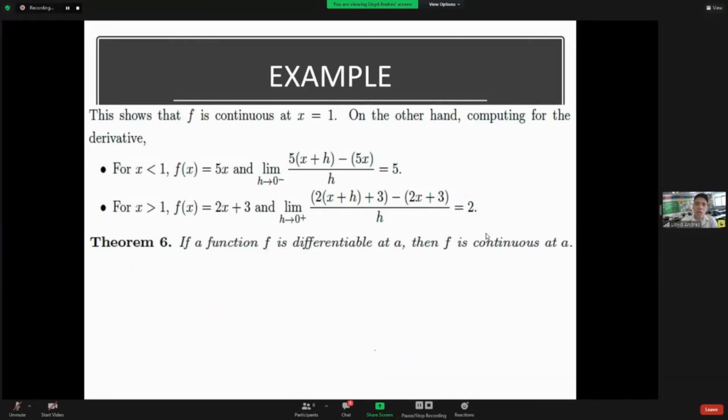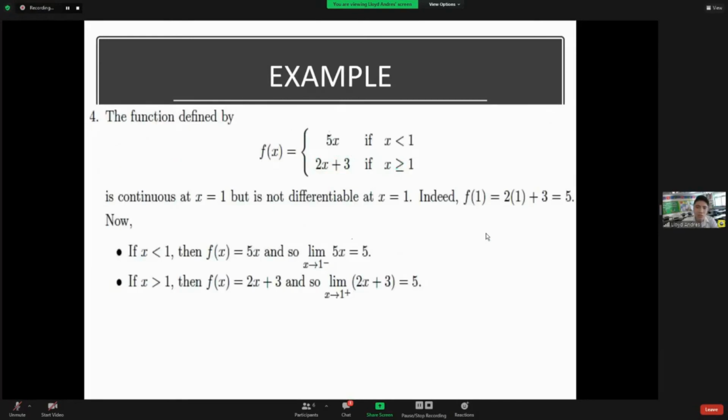So, since ang left derivative niya is 5, which is not equal to the right derivative niya nga 2, dili man sila equal, therefore, the derivative does not exist. So, kung derivative does not exist, meaning this is not differentiable, the function is not differentiable at x equals to 1. So, this is an illustration nga dili tanang continuous function differentiable. Kay kung tanaw na to, based sa given, continuous siya. But, dili siya differentiable.